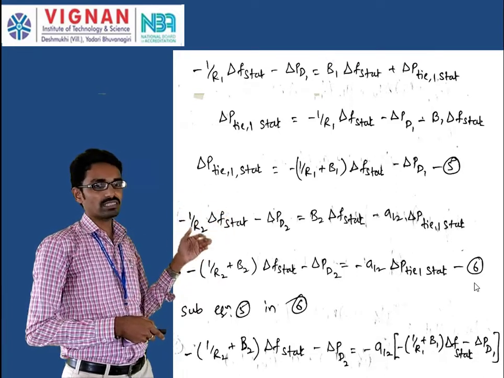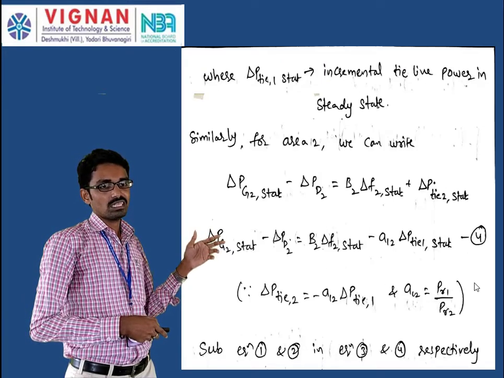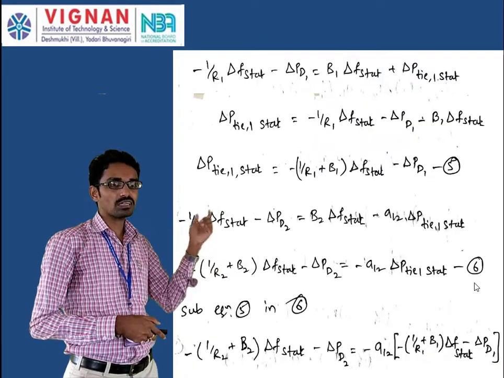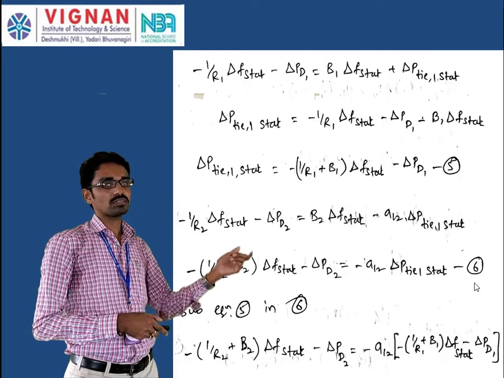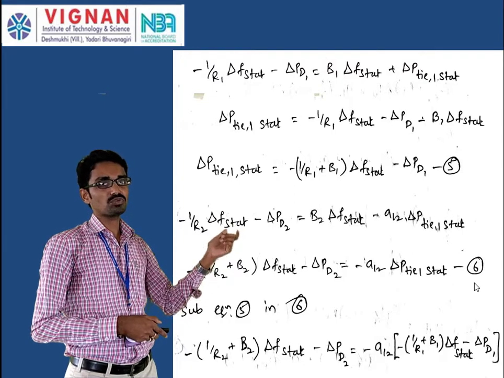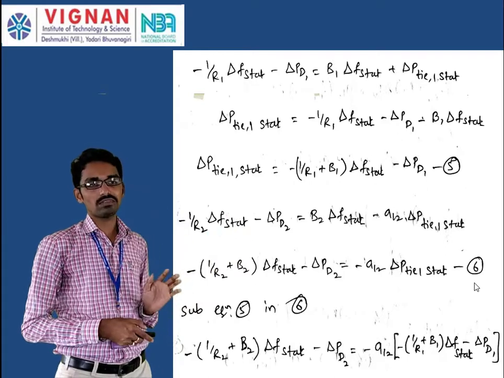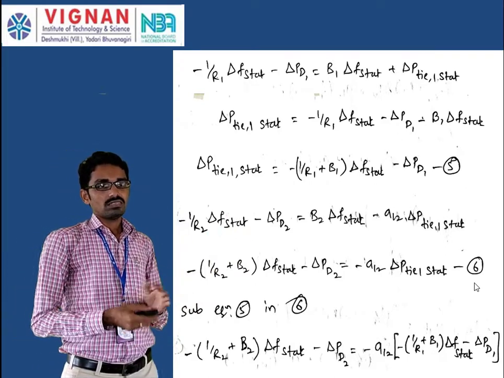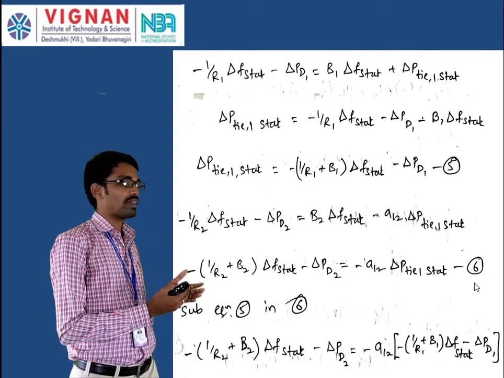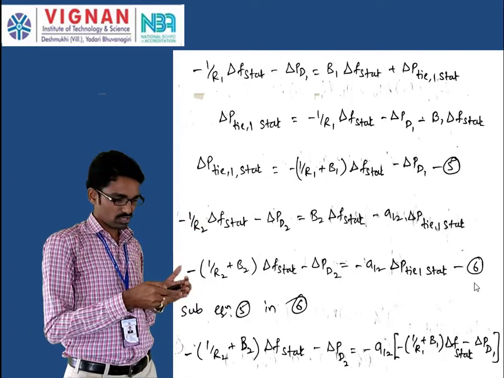Then again, if we substitute equation 2 in equation 4, you are going to get minus 1 by R2 delta F static minus delta PD2, which is equal to B2 delta F static minus A12 delta P T2 static values. So that equation 5 is nothing but the delta P T1 static value. Just substitute that delta P T1 static value in equation 6, and you are going to get the below equations.